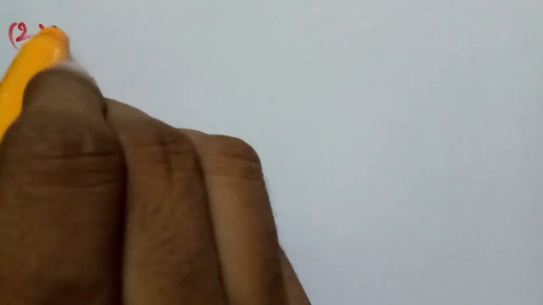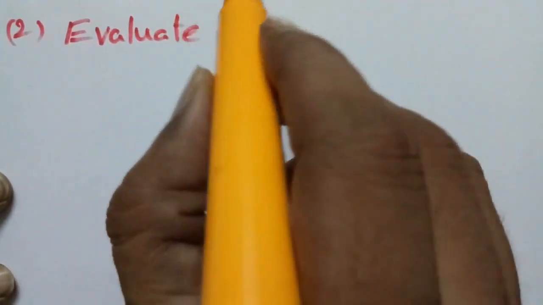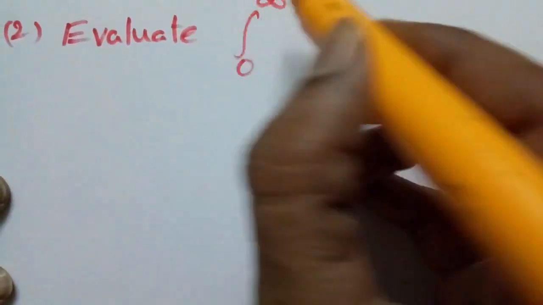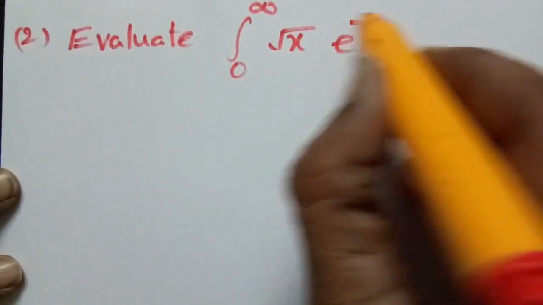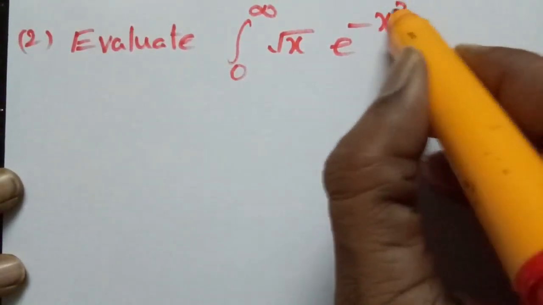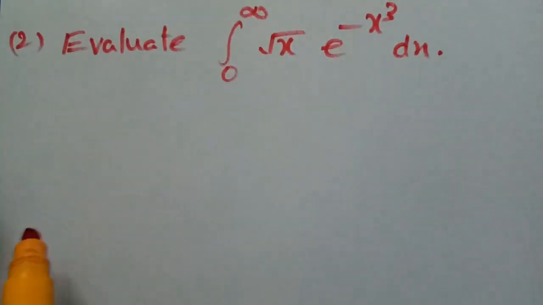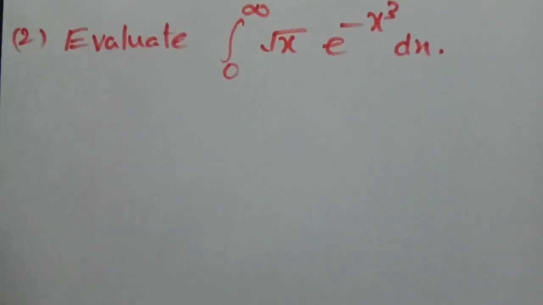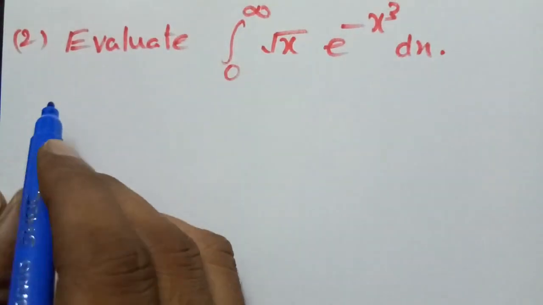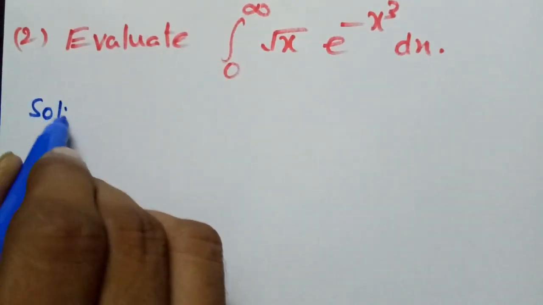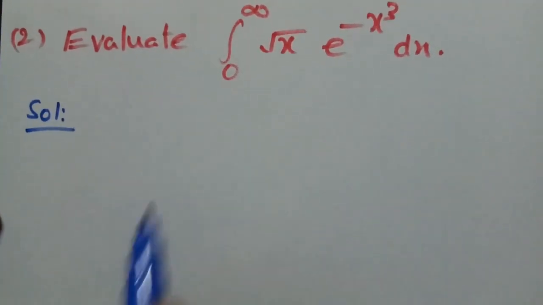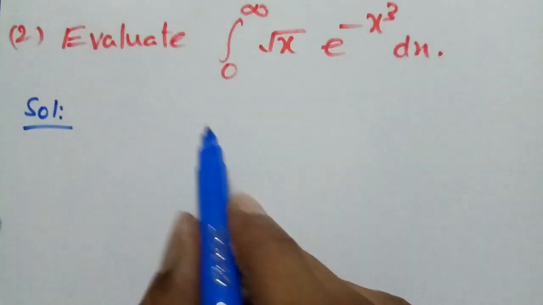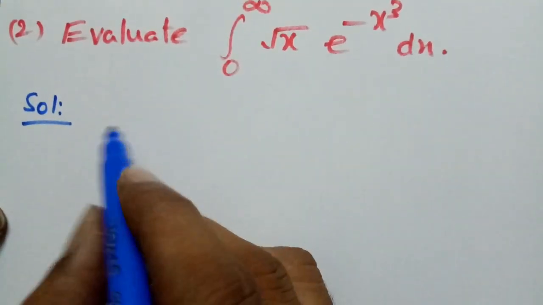Second one, evaluate integral 0 to infinity square root of x into e to the power of minus x cube dx. Now solve this definite integration by using integration by substitution and reduce this function into standard form of the gamma function.